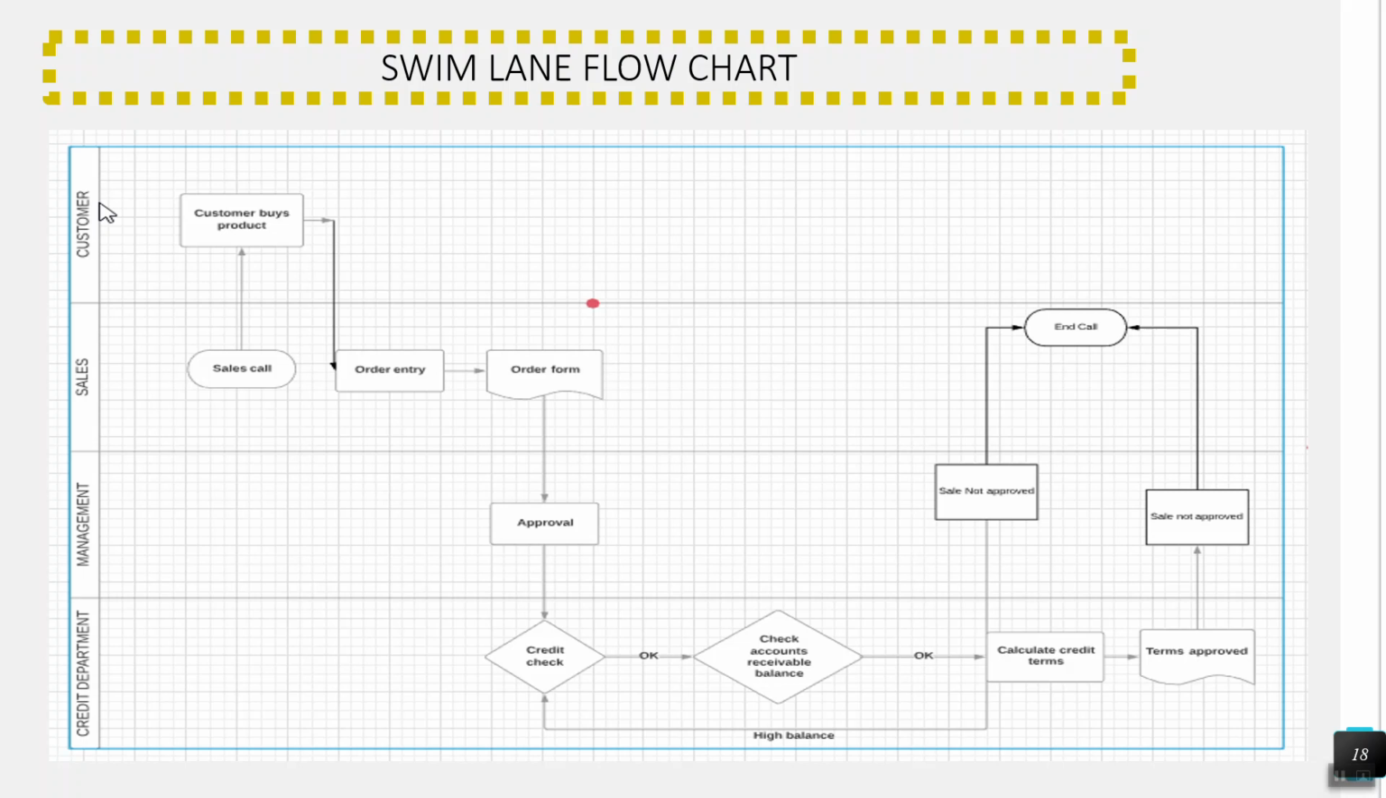In the example shown, the sales call starts and ends in the sales department. All approvals are done by management and credit checks are done in the credit department. The flow clearly shows the tasks done by each department. This helps in resolving issues quickly.